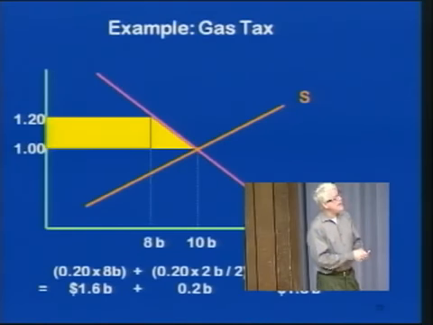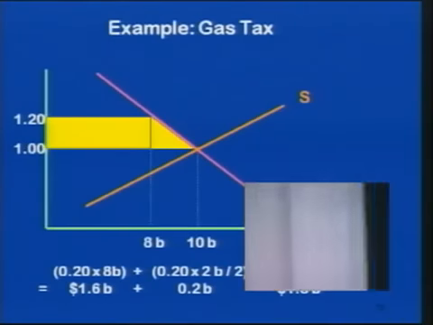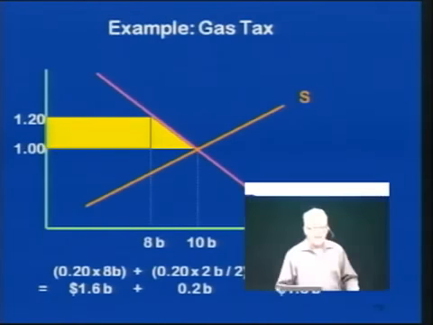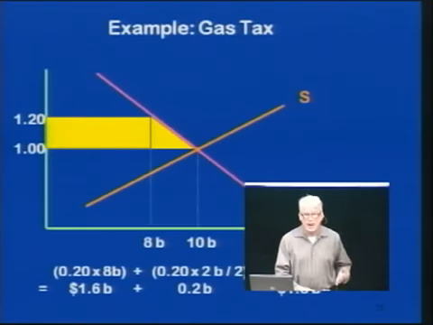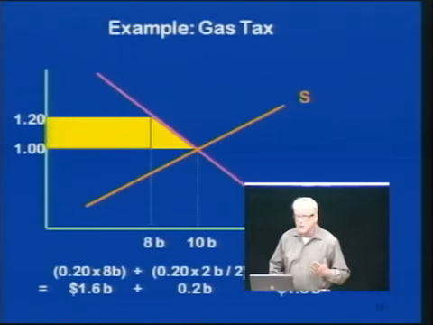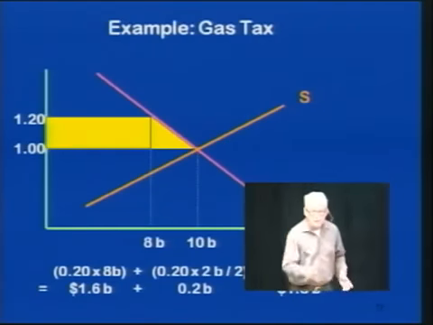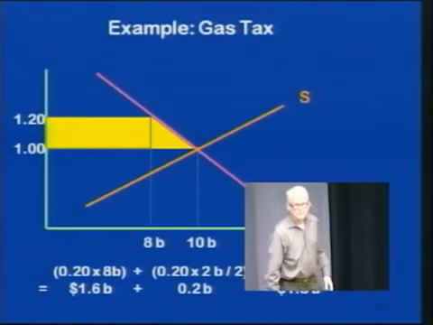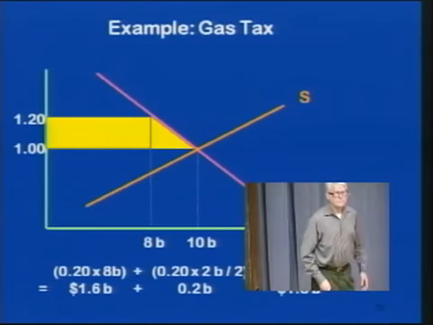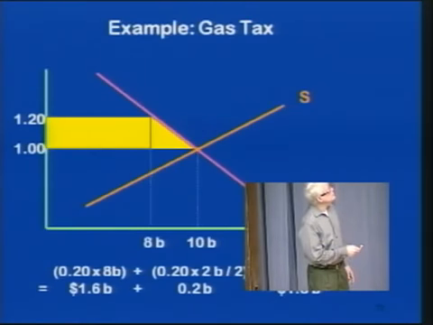This is a loss that comes from the fact that we're giving up consumption of something that had value to us. It doesn't have enough value to pay the higher price, but it still had value that was higher than the old price and below the new price. So we've got to account for it. The total area is the consumer surplus loss, yes.